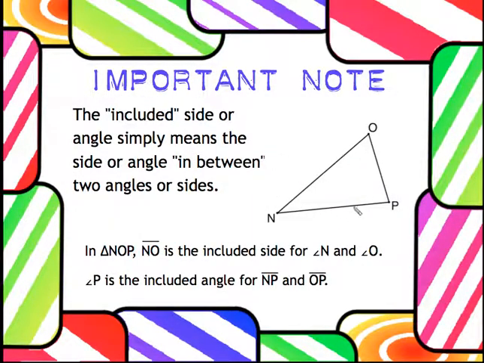So if we're looking at this triangle and I ask you what side is included between these two angles, it's going to be NO. And vice versa, if I say side NP and OP, what angle is included would be P. It's the one that they form.